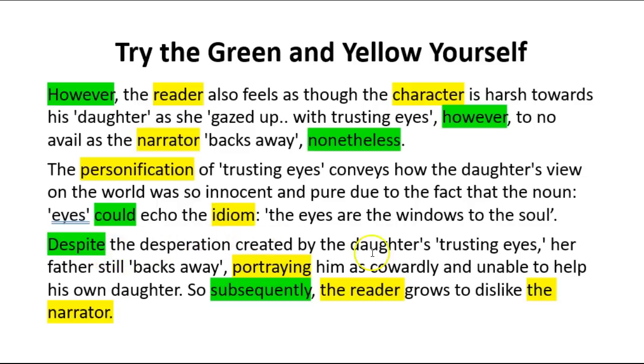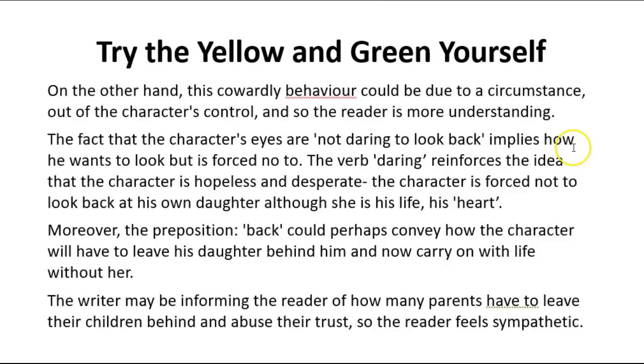Despite the desperation created by the daughter's trusting eyes. Look at the embedded quotation there, that's brilliant, and "despite" also shows an alternative interpretation. Her father still backs away, portraying him as cowardly and unable to help his own daughter. Now that's what detailed looks like in the mark scheme, having two explanations to your explanation in your P paragraph, and then here's a third explanation: so subsequently the reader grows to dislike the narrator.